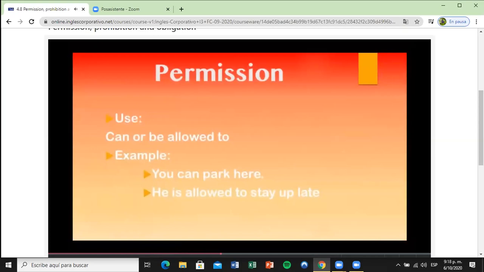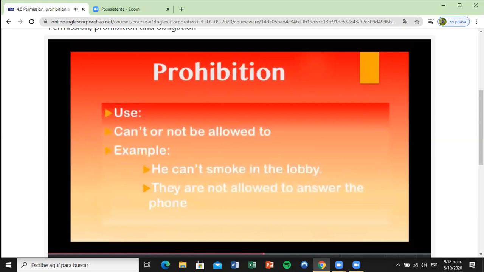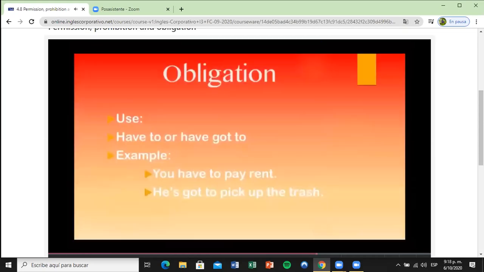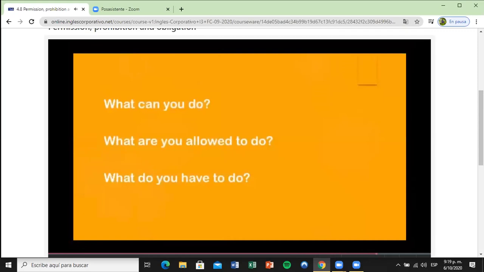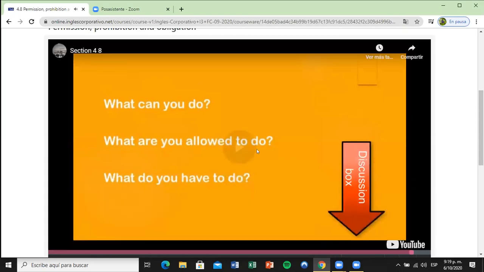When we talk about permission, we will use can or be allowed to. For example, you can park here. He's allowed to stay up late. We will use can't and not be allowed to for prohibition. He can't smoke in the lobby. They're not allowed to answer the phone. If you notice, it's the opposite of our permission usage. Finally, we have obligation. For obligation, have to or have got to are used. You have to pay rent. He's got to pick up the trash. Write one example for permission, obligation, and prohibition with real information about you. What can you do? What are you allowed to do? And what do you have to do? Don't forget to write your examples on our discussion box.